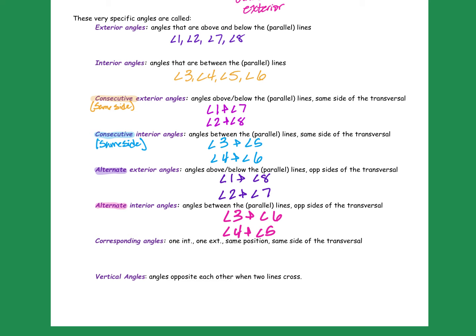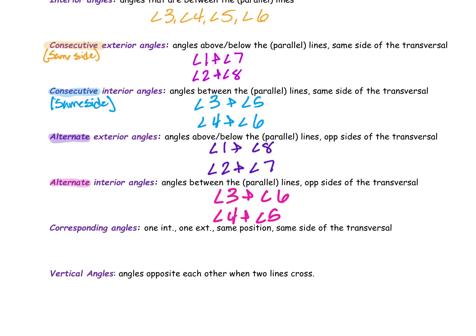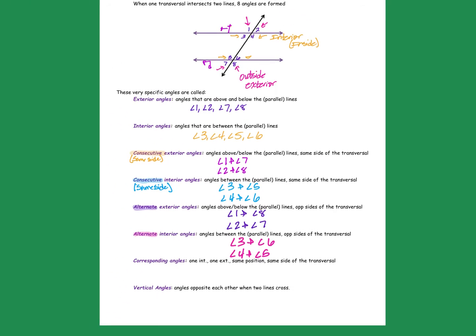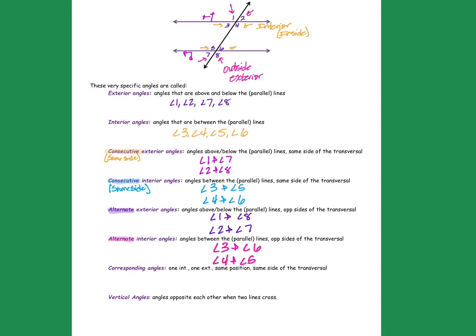Okay, so our next one is called corresponding angles. I should have moved the picture from the top to the bottom, because once I go down here, it gets kind of small to see, doesn't it? So corresponding angles says one interior and one exterior, same position, same side of the transversal.